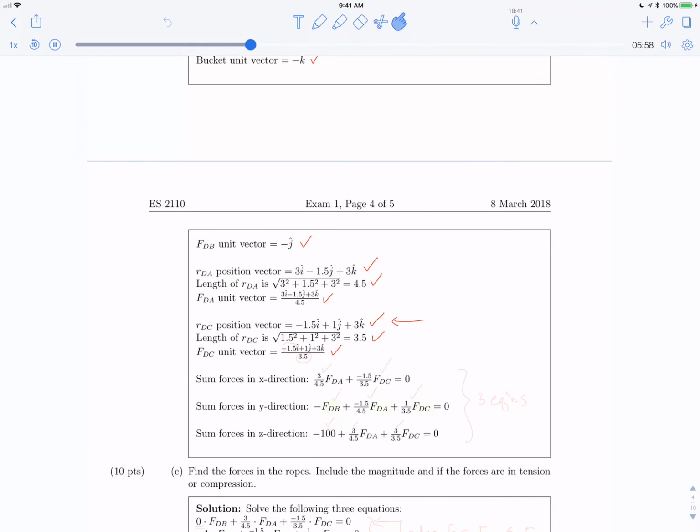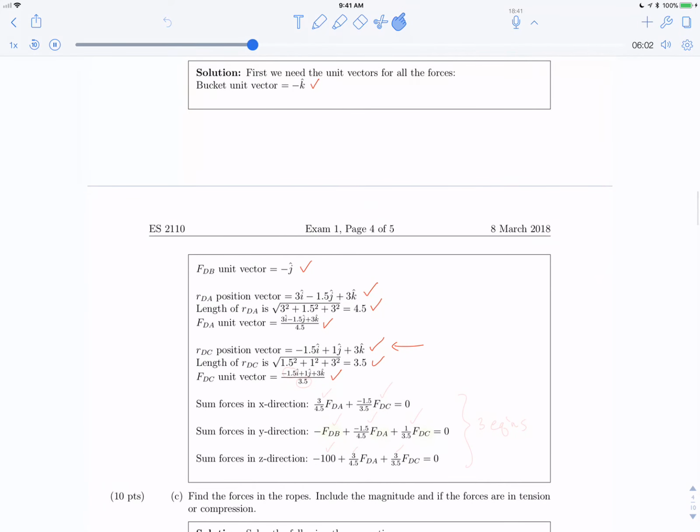So FDA, the DA vector, has an x component of 3 over 4.5 times FDA. The DC vector has an x component. If you look here, it's just this minus 1.5 divided by 3.5. And those are the only x components because FDB has only a y and the bucket has only a z.